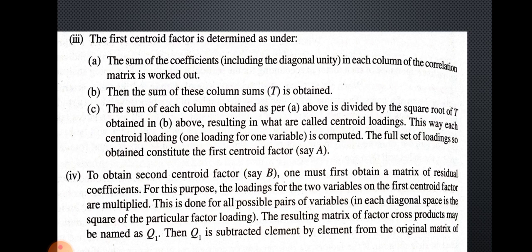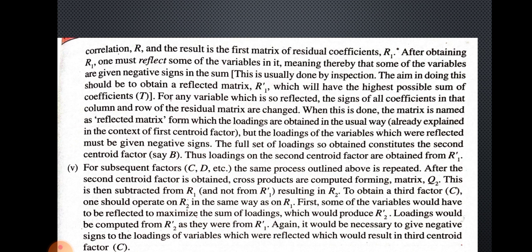Fourth step is to obtain the second centroid factor, say B. One must first obtain a matrix of residual coefficients. For this purpose, the loadings for the two variables on the first centroid factor are multiplied. This is done for all possible pairs of variables. In each diagonal space is the square of the particular factor loading. The resulting matrix of factor cross products may be named Q1. Then Q1 is subtracted element by element from the original matrix of correlation R, and the result is the first matrix of residual coefficients R1.